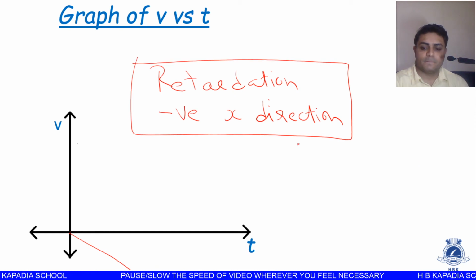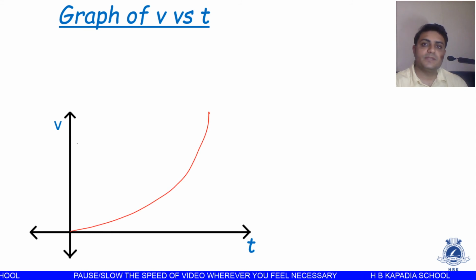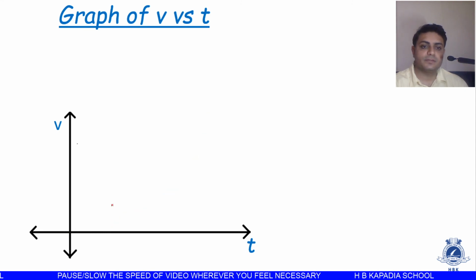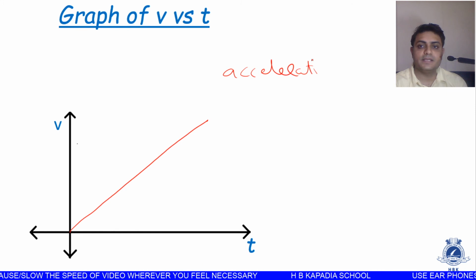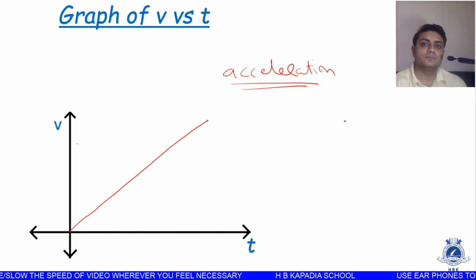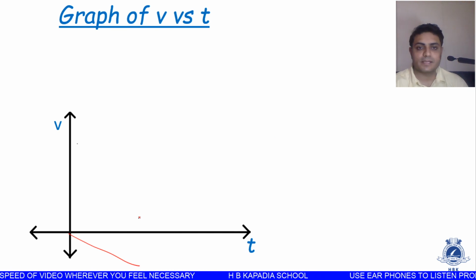Okay, let's see this graph. If the graph of v versus t is like this, this means that the object is having acceleration and the initial velocity is 0. This acceleration is positive. And if it is like this, you can say it is of course acceleration, but along a negative direction we can consider it to be retardation.